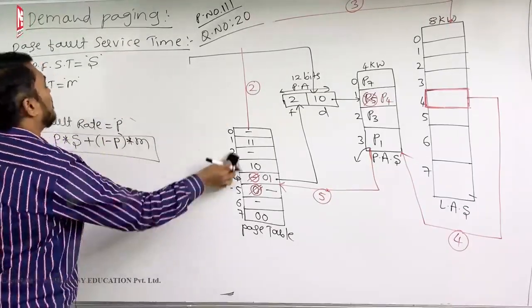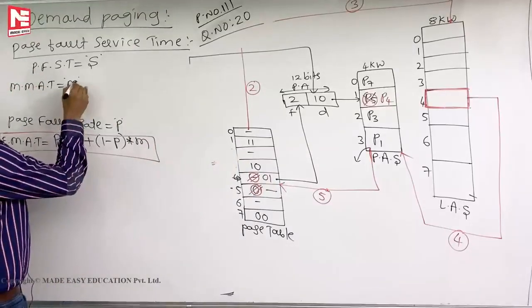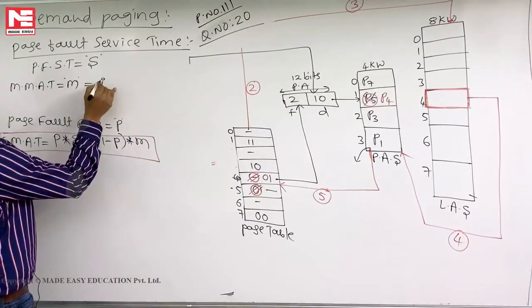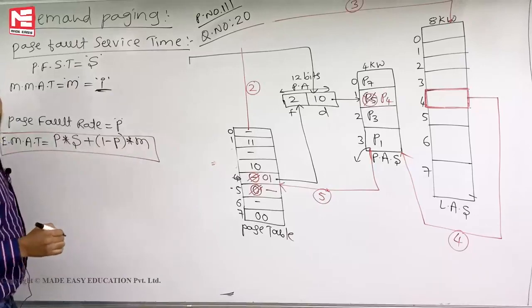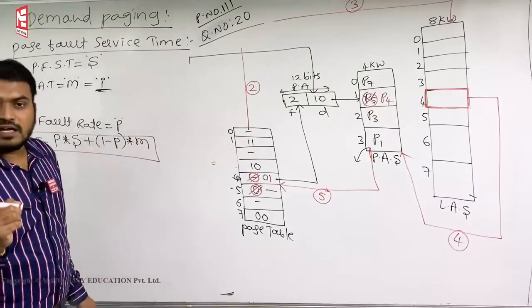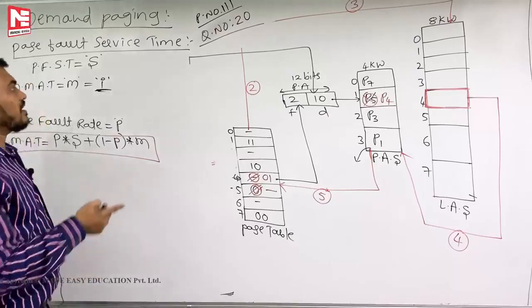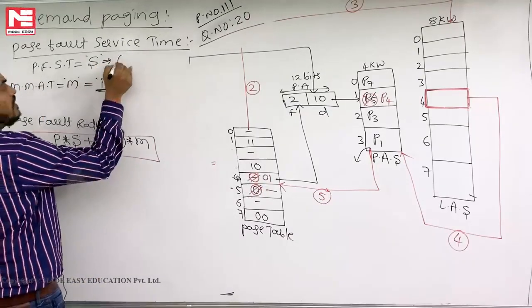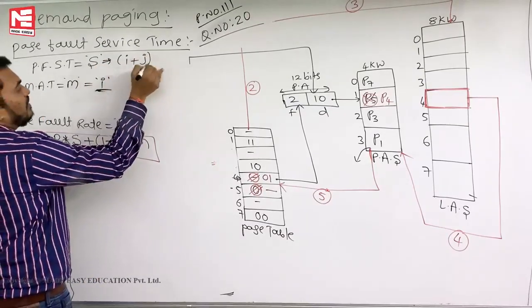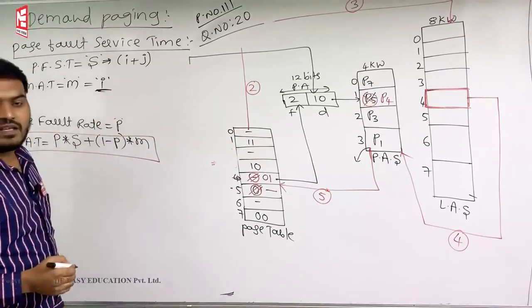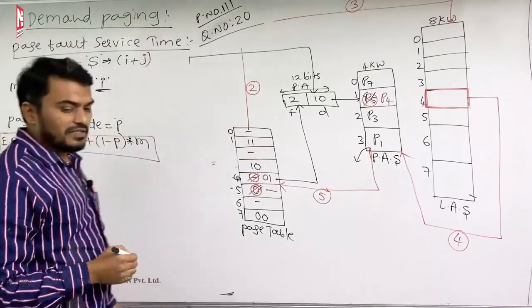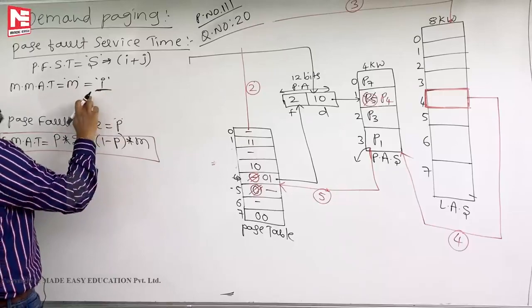If that is the case, now tell me, what main memory access time is given? Main memory access time is i. Instruction takes i microseconds and additional j microsecond if the page fault occurs. So what will the service time be? That is i plus j. I plus j will be the service time. Is that clear? Next, what is given?